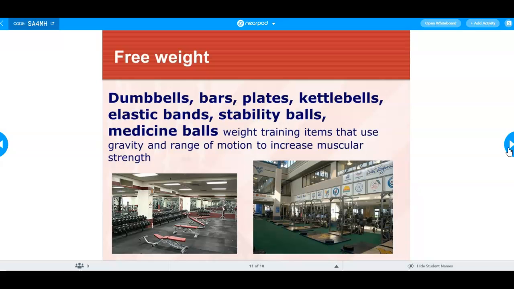So free weights. They can be considered dumbbells, bars, plates, kettlebells, elastic bands, stability balls, medicine balls, or whatever else is out there. And this uses gravity and the range of motion. So these are some different areas that you can see. Huge dumbbell rack, a bunch of benches right here, a variety of types. These are called Olympic platforms. We don't have any of those, but you can see that there are bumpers here on the side, and you can do a number of things.